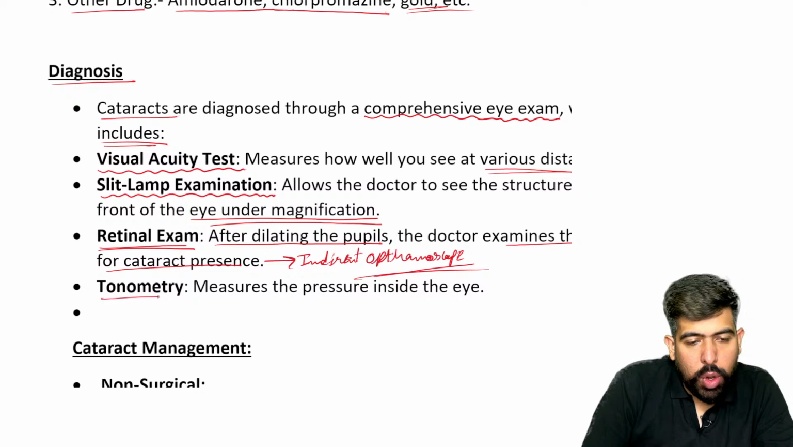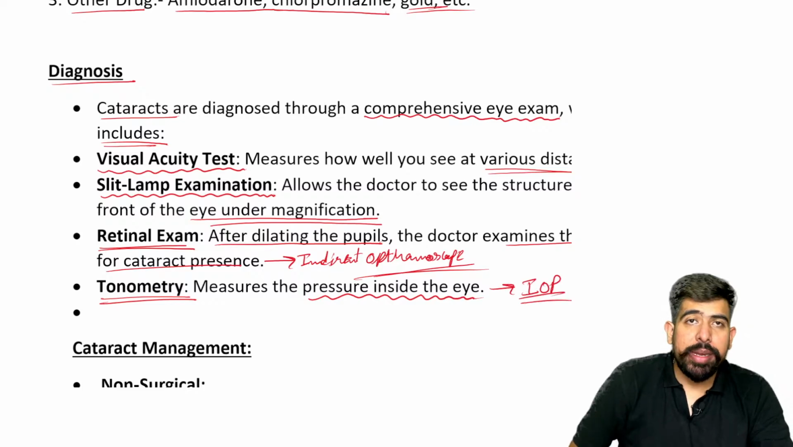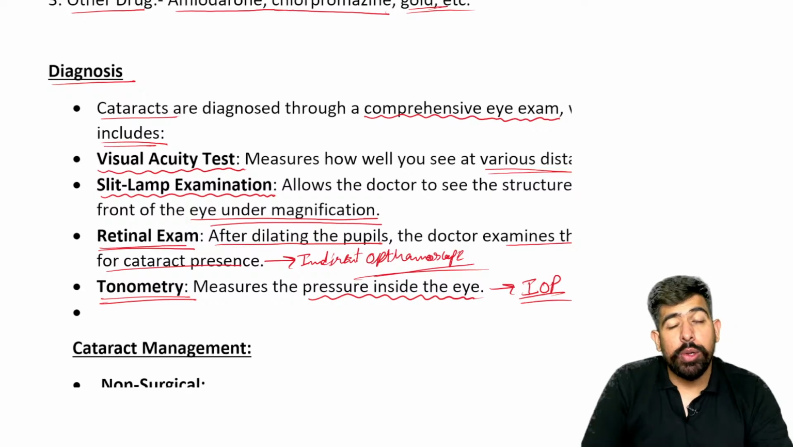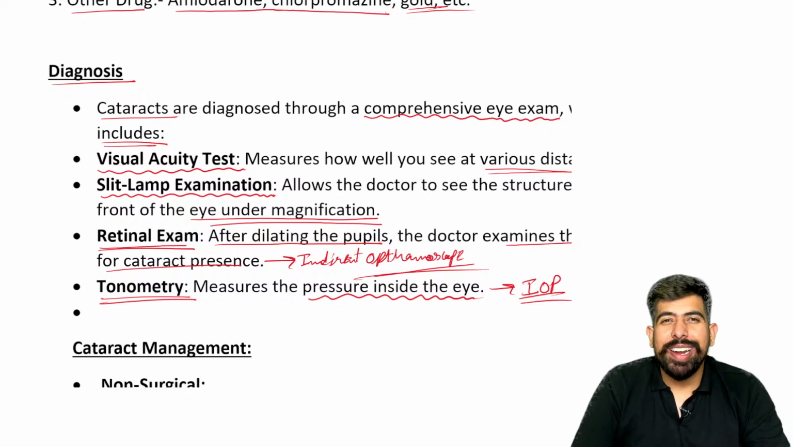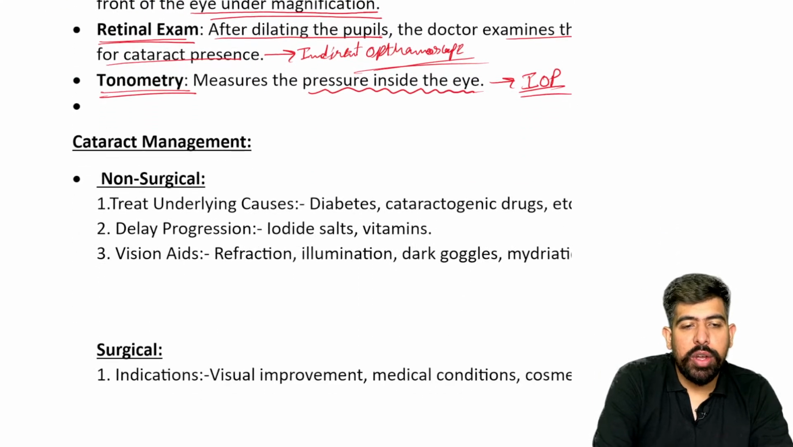Also, we have to do the tonometry test for measuring the pressure inside the eye, which is also known as intraocular pressure. We talked about it. Why? Because maybe this cataract is going to be complicated, like phacomorphic or phacolytic glaucoma. So we have to do the management of it.